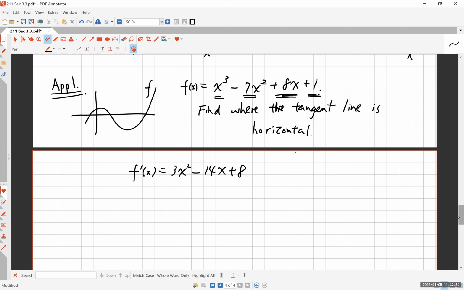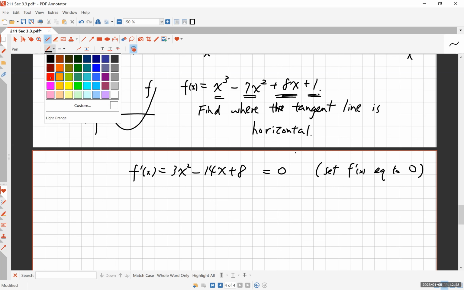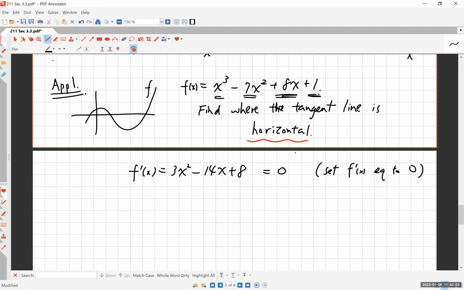All right. So you want to set this equal to 0, because the horizontal tangent means that the derivative is equal to 0. So set f prime equal to 0, because we are looking for a horizontal tangent. Do you know how to solve this? Well, it's a quadratic, because you started with a 3rd degree, and then when you differentiate a polynomial, basically the degree goes down by 1, simply because of the power rule.